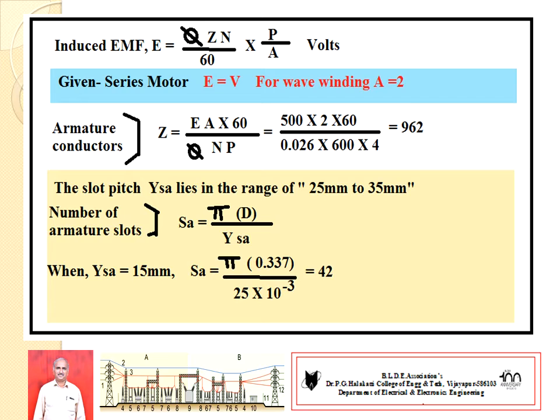Then design of armature slots. It is already well known. The slot pitch should lie between 25 mm to 35 mm. Hence, you determine number of armature slots SA equal to pi D by slot pitch. General expression. Now, case number 1, when slot pitch equal to 15 mm, what are the number of slots? SA equal to 42.